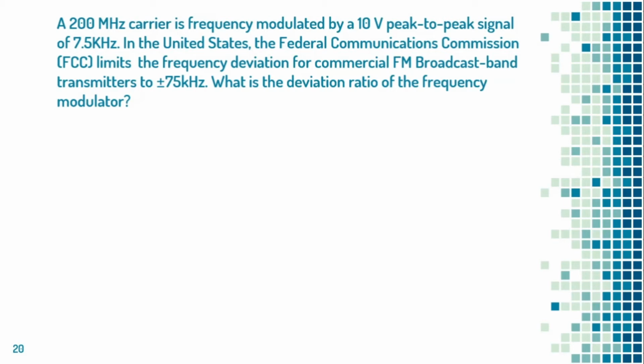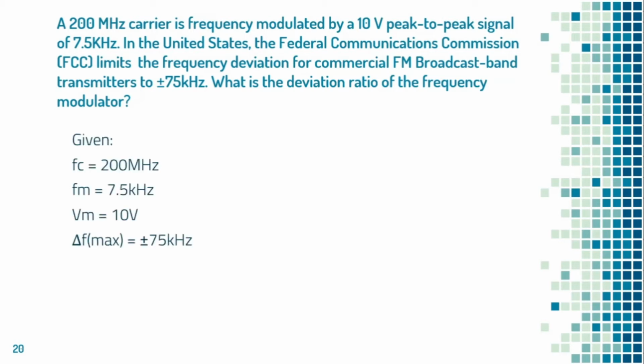So another example is a 200 MHz carrier is frequency modulated by a 10 volt peak to peak signal of 7.5 kHz. In the United States, the Federal Communications Commission or FCC limits the frequency deviation for commercial FM broadcast band transmitters to plus minus 75 kHz. So what is the deviation ratio of the frequency modulator? So same lang ang given, pero this time we have a modulating voltage and a frequency, carrier frequency at modulating frequency. Tapos ang hinahanap naman natin is yung deviation ratio.